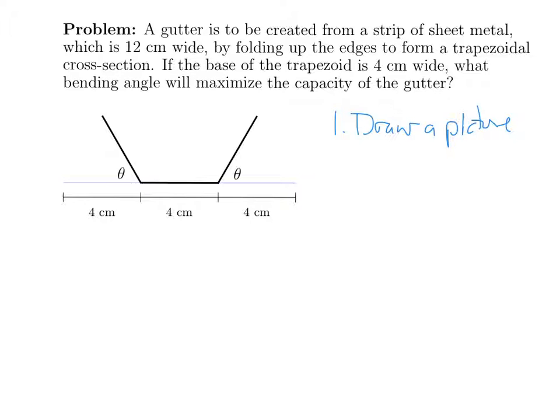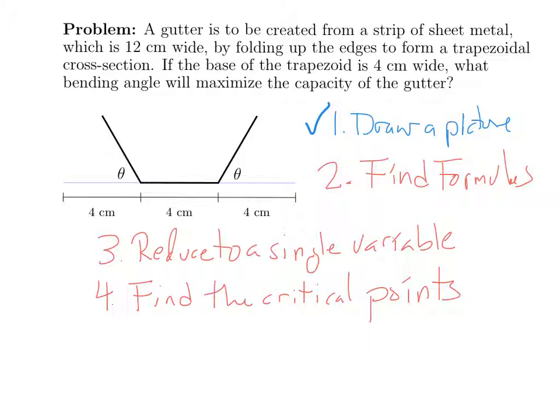Like every problem along these lines, the first thing we've got to do is understand the situation. Often, it's by drawing a picture, which is what we've already done. What remains is then to find the formulas that are going to be needed, to reduce the problem somehow to a single variable, and I've given you a big hint in the drawing, and then use calculus to find the critical points.